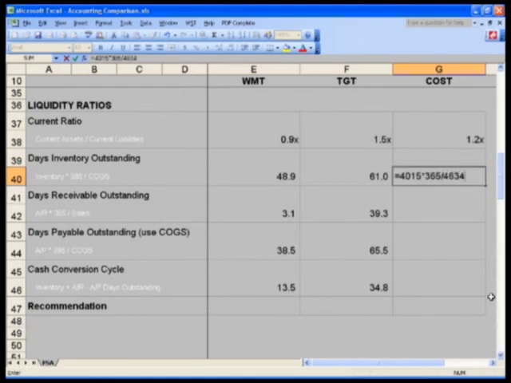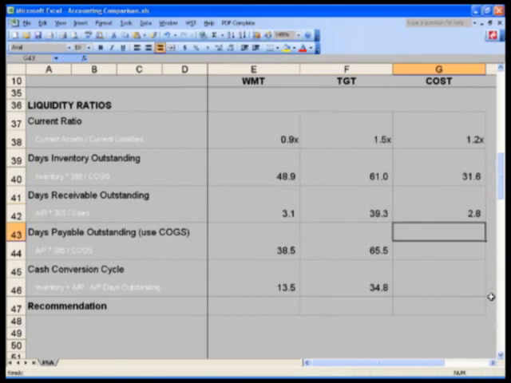Costco, current assets equal 8086 divided by the current liabilities of 6609. That will get you a total current ratio of 1.2. Days inventory outstanding, we will take our inventory number, again, 4015 times 365 divided by our COGS of 46,347, for a total of 31.6 days to sell their goods. That by far is the fastest among Walmart and Target.